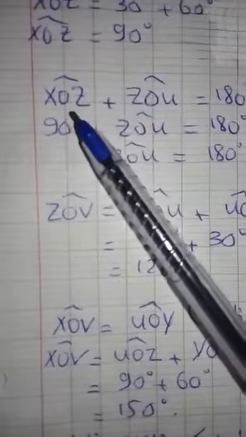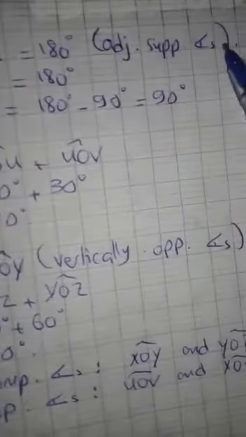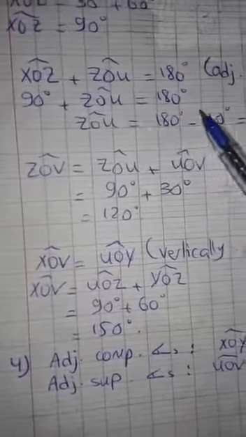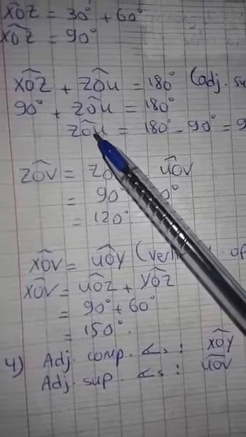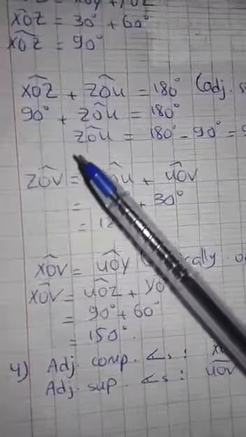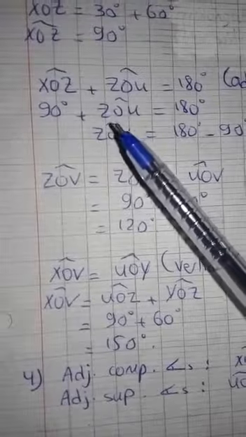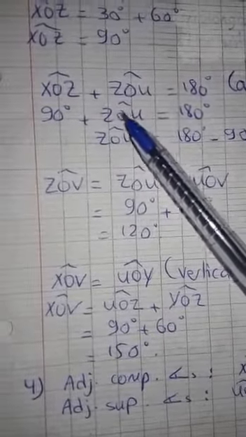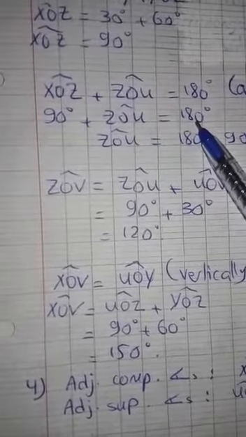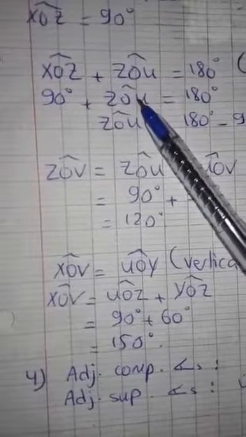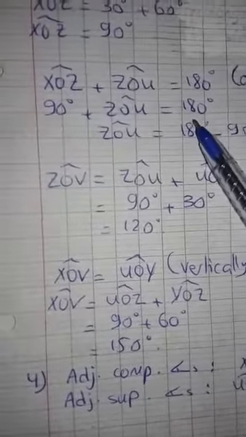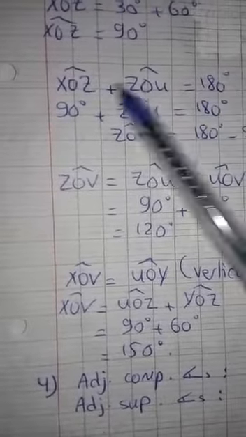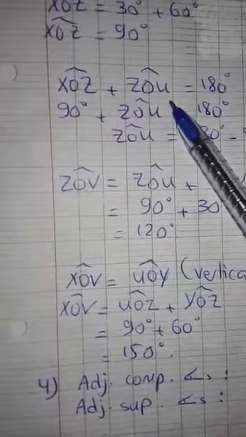Like this, XOZ plus ZOU equals 180, adjacent supplementary angles. Then we substitute here 90 plus ZOU equals 180. ZOU is equal to 90 degrees, since the unknown here, ZOU, added to 90 degrees, gives us 180 degrees. What is ZOU? It is 90, since 90 plus 90 equals 180 degrees. Or second method, we can subtract 90 degrees from 180 degrees to get the unknown ZOU.